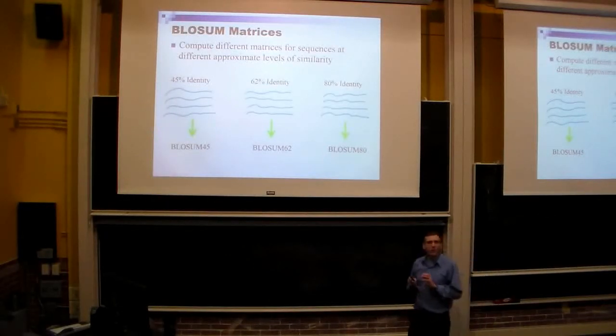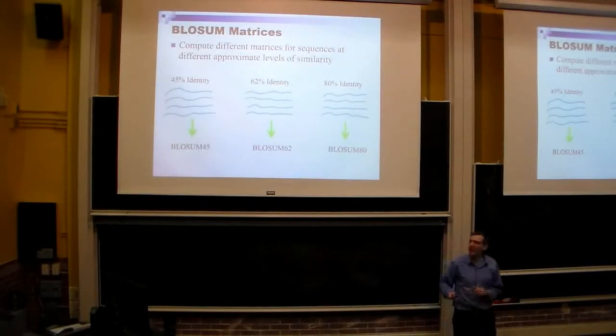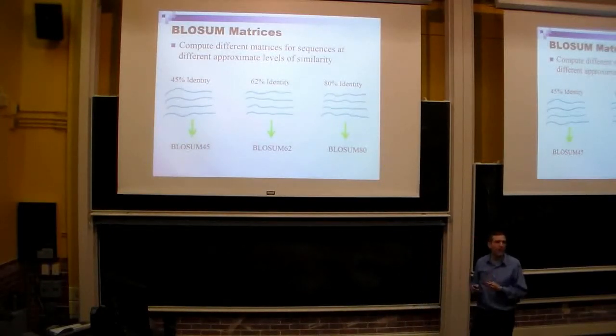So if we were trying to take an amino acid sequence and search for very closely related sequences, which of these BLOSUM matrices would be our best choice?